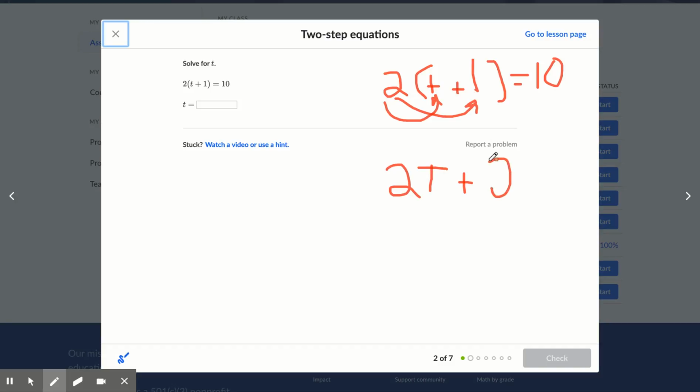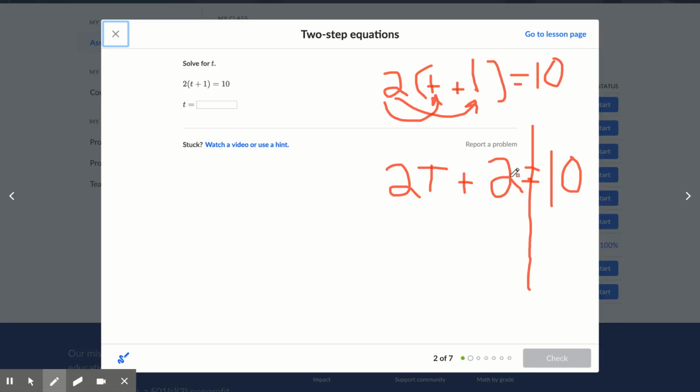2t plus 2. Oftentimes I would see you guys multiply the first term, and then you just add 1. No, make sure this gets multiplied with both terms inside the parentheses. Bring this down, equals 10. All right, 2t plus 2 equals 10. What I'm going to do now is draw my line. I can start working on these problems just like normal.